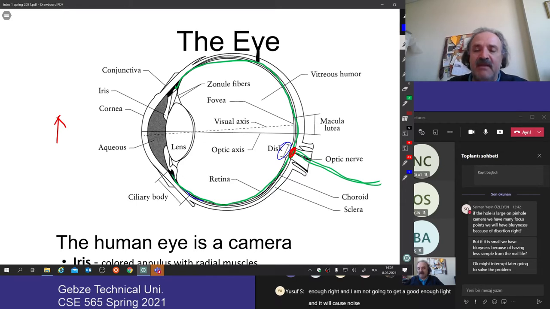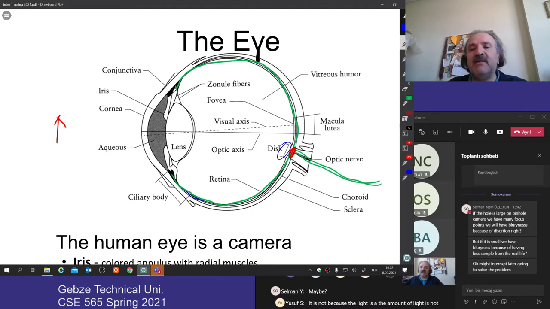It may happen. But in this case, we are not talking about the sensing problems. We are talking about the image itself, okay? The image itself is blurred when it is formed on the backside of the camera. It is not because the amount of light is not enough, okay? It is because of the shape of the aperture.